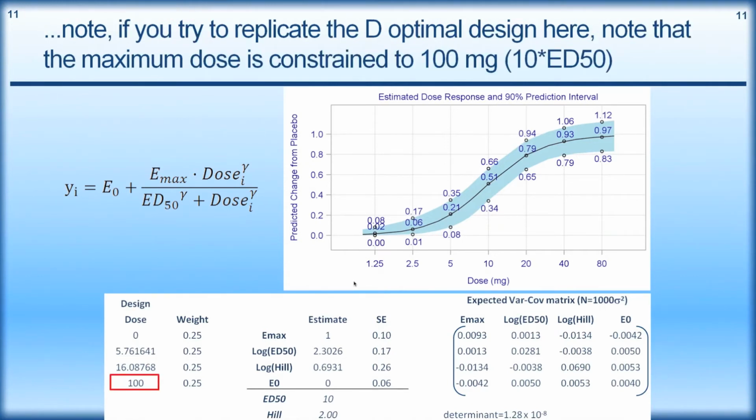Just to mention, if you try to replicate the optimal design here, it's worth noting that the maximum dose here has been set at 100 milligrams. That's about 10 times the ED50. If you allow this to go higher, it will change these numbers slightly, but just to bear that in mind.